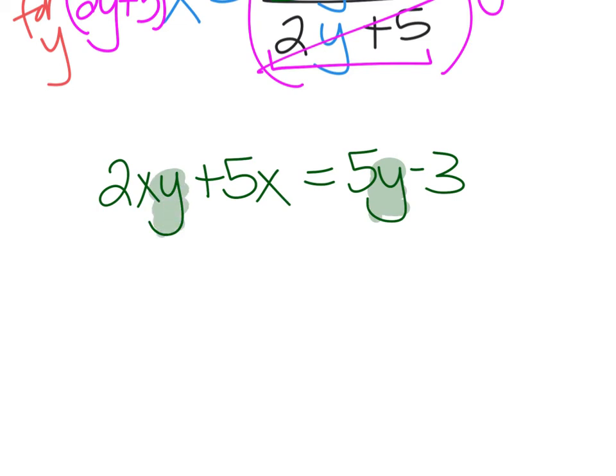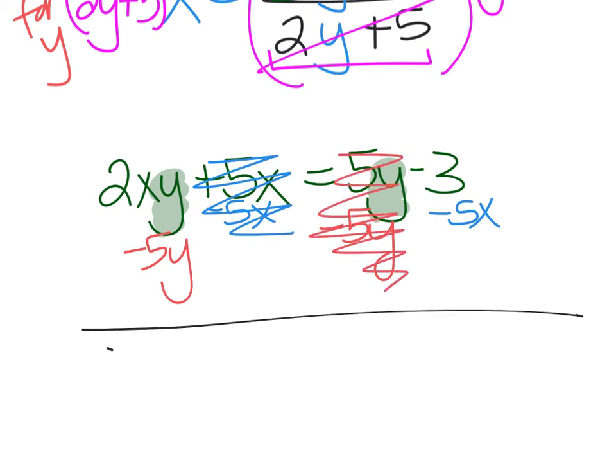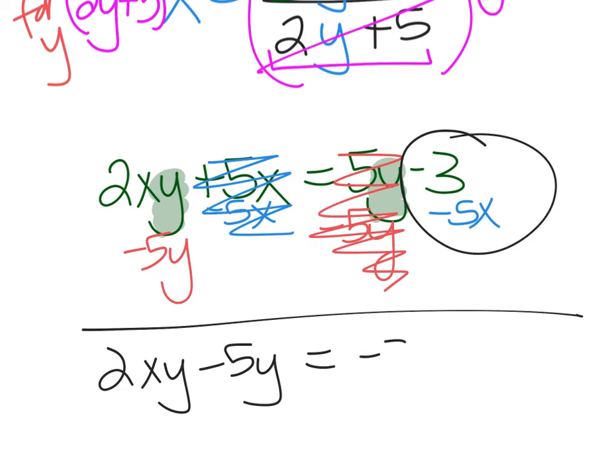I am going to move this and subtract the 5y over. And so then I'm also going to move this and subtract the 5x over. So I'm going to do two things at once. So that's going to cancel out the 5x on this side, and it's going to cancel out the 5y on this side. So we're left with 2xy minus 5y on the left, and then the negative 3 minus 5x on the right. And remember, our focus is still the y value.